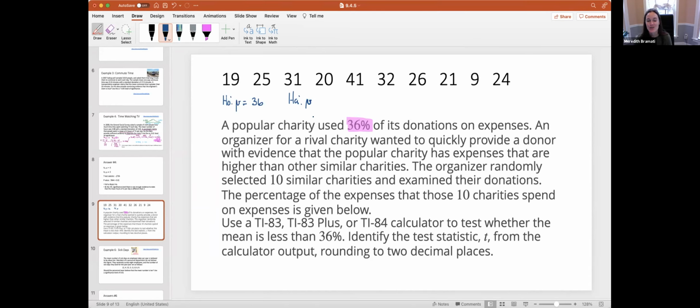Go for the trifecta. So why would someone say less than and why would someone say greater than? Does anybody want to provide their reasoning? So I see higher than, it says charity expenses that are higher than other similar charities. Yes, that expenses are higher than other. Okay, so it's going to be greater than. Has the less than changed their mind or do they want to defend theirs?